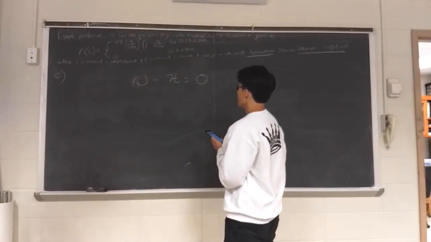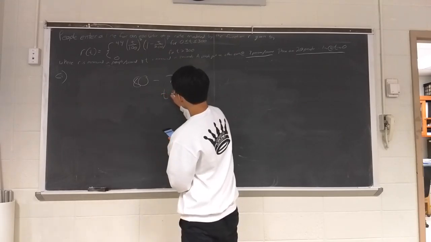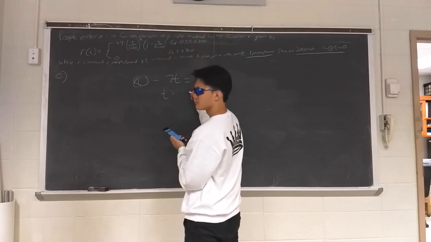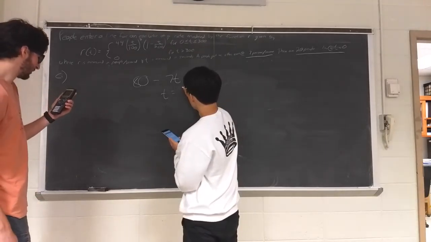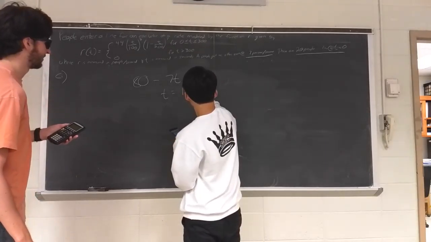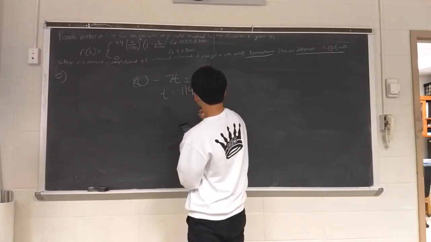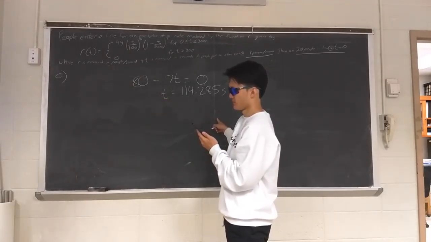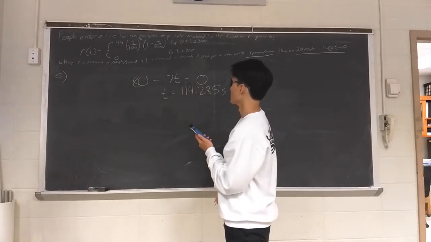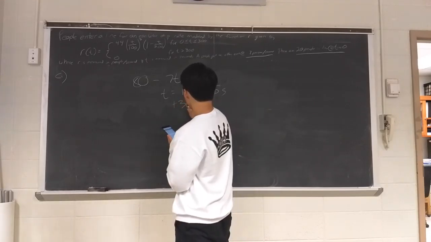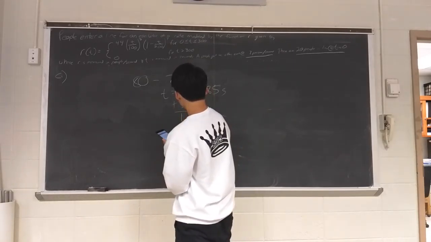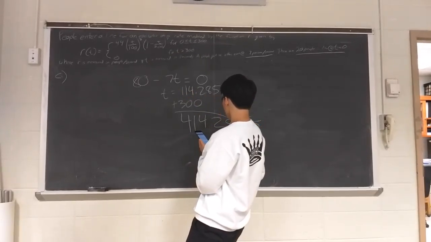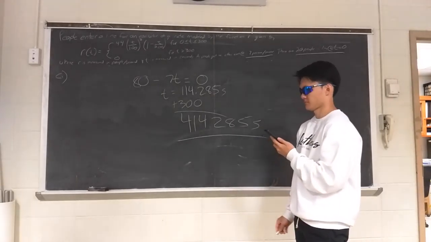Okay? When we solve for that, we get t equals 80 divided by 0.7, which is 114.285. This is the time after t equals 300 that the line will first be empty. So we have to add on the initial 300. Your answer is 414.285 seconds. All right.